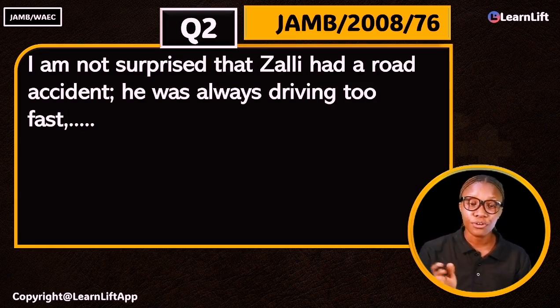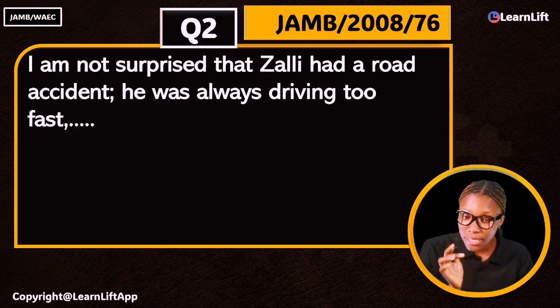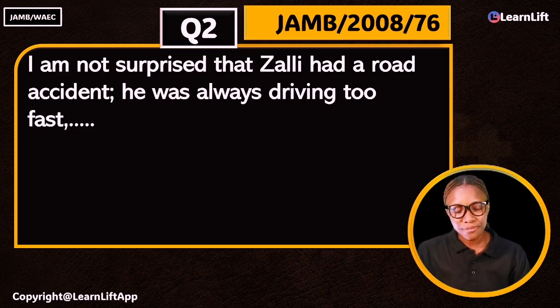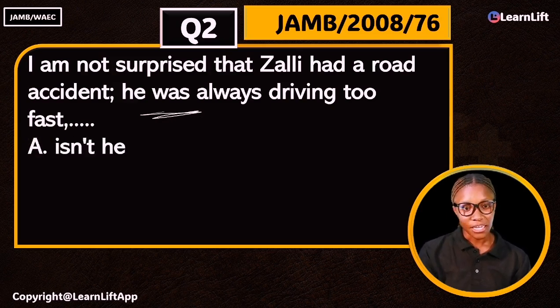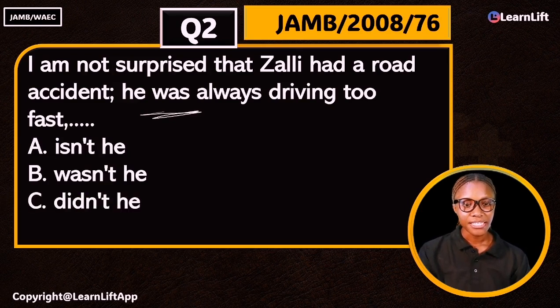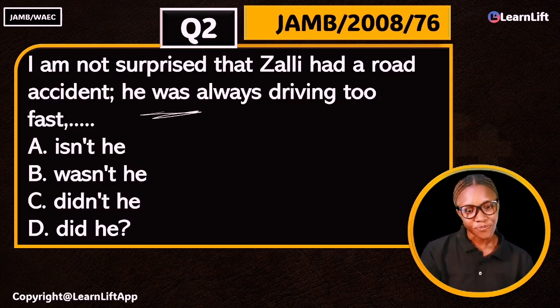And we need a corresponding question tag following rule 1. Now, the statement is obviously positive because it does not contain the use of not, right? So we can see that that's a positive statement, and we're looking for a negative tag. Now we have A, isn't he? B, wasn't he? C, didn't he? And D, did he?